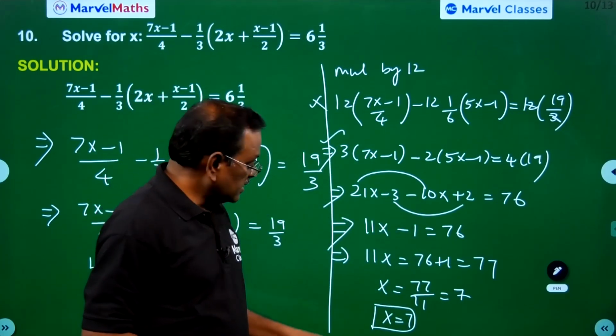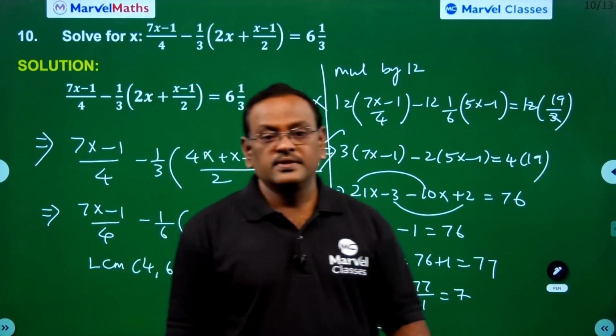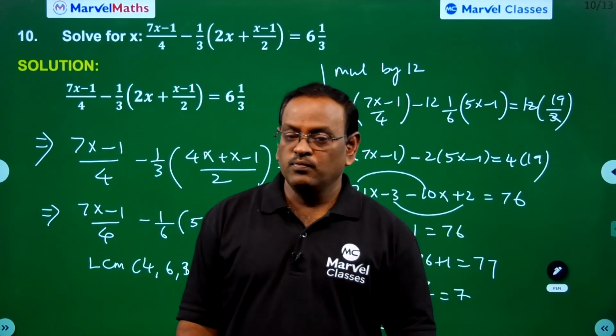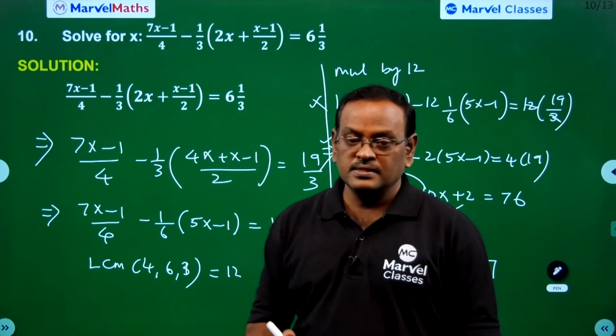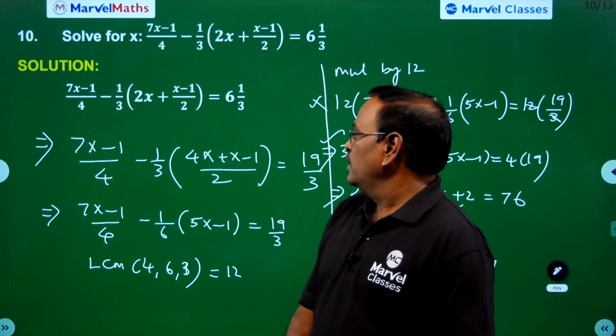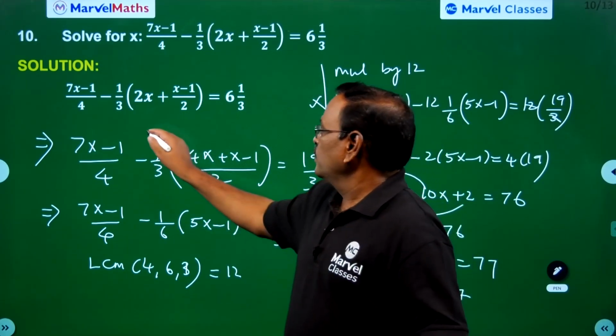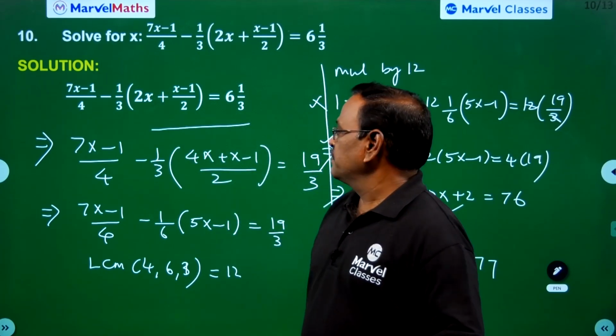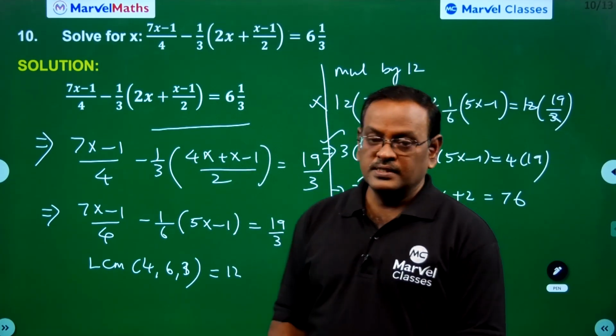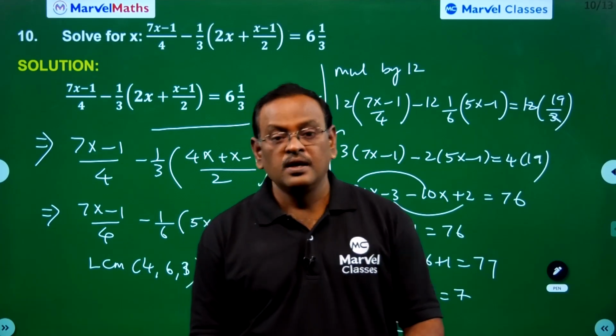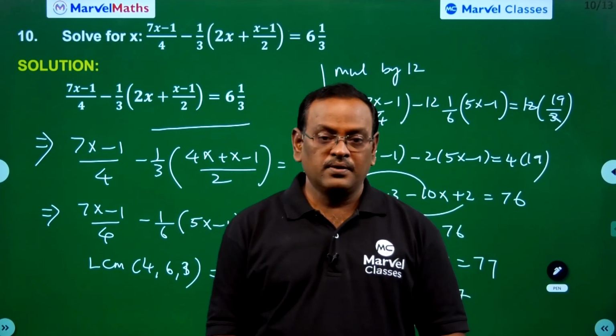The final answer is x equal to 7, which is the only value which satisfies the linear equation in one variable. Here the given expression is (7x - 1)/4 - (1/3)(2x + 1) + (x - 1)/2 = 6 1/3. Similar types of sums are solved in Marvel Math video courses.